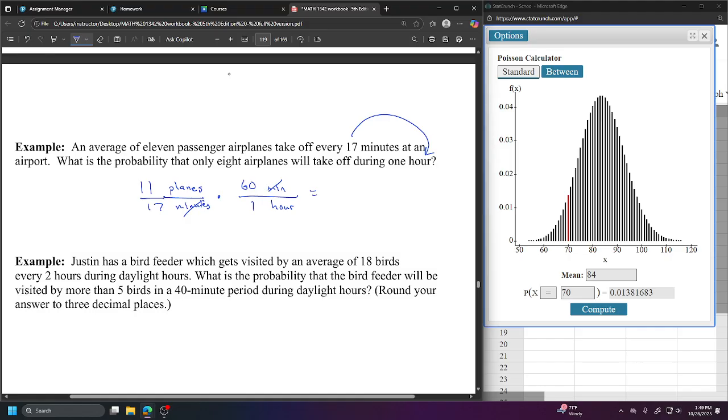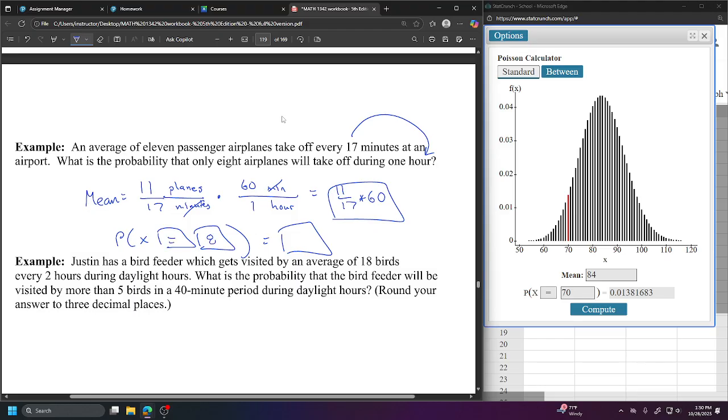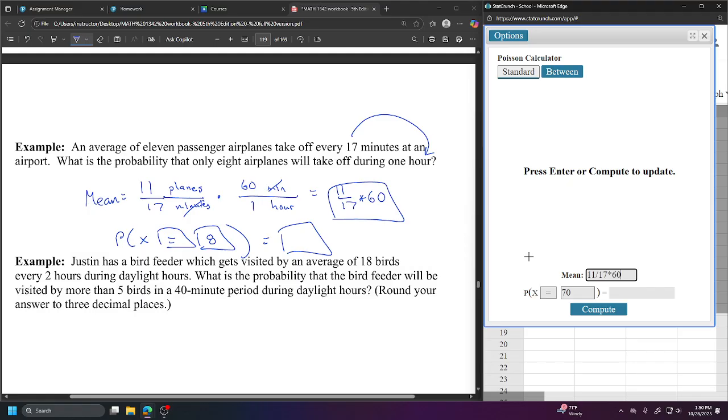This is actually what I put in there. I put 11 divided by 17 times 60 into the mean box. And then I'm going to put blank equals blank. It says, what's the probability of only 8? What would I be putting in these boxes here? Equals 8. Perfect. Let's do it. So I'm going to put it in as you see there: 11 over 17 times 60. I know it's crazy. Equals 8.